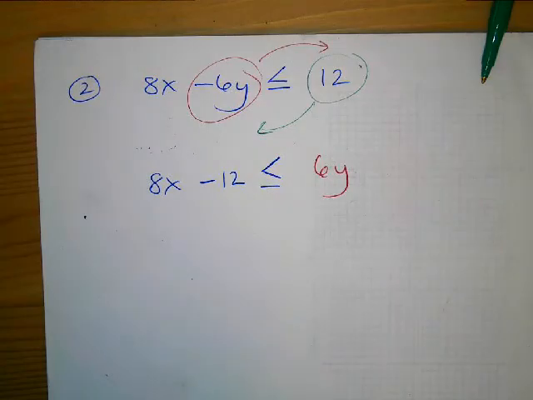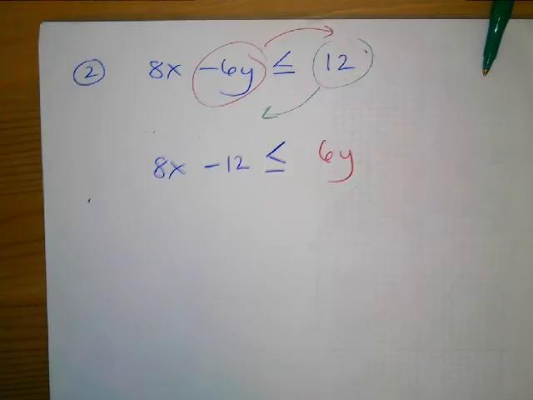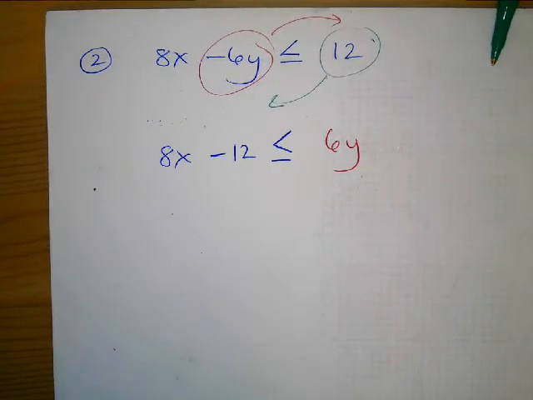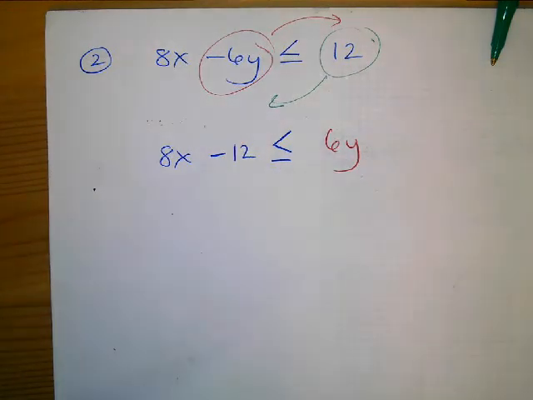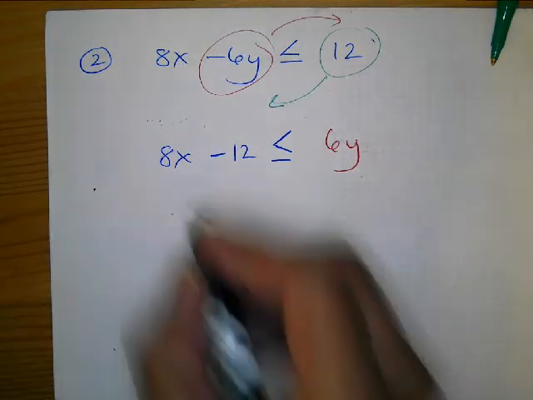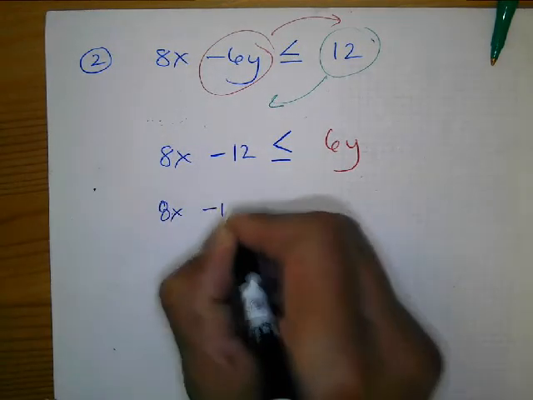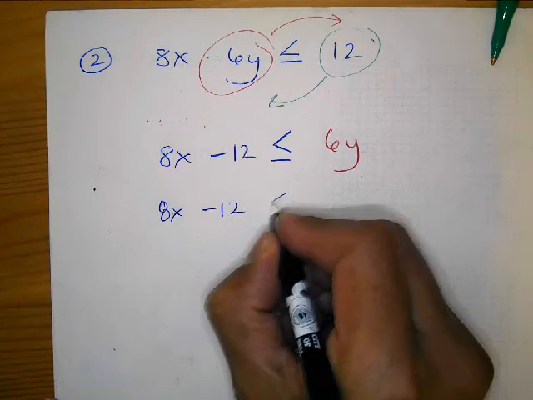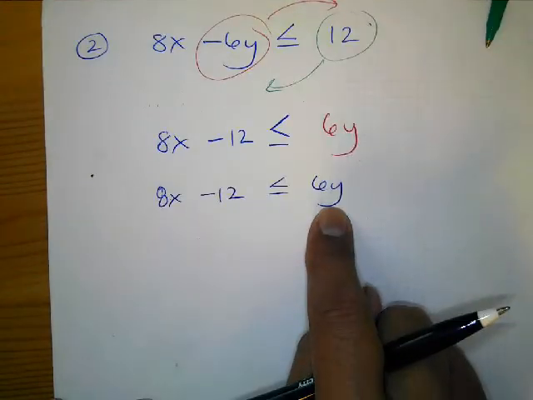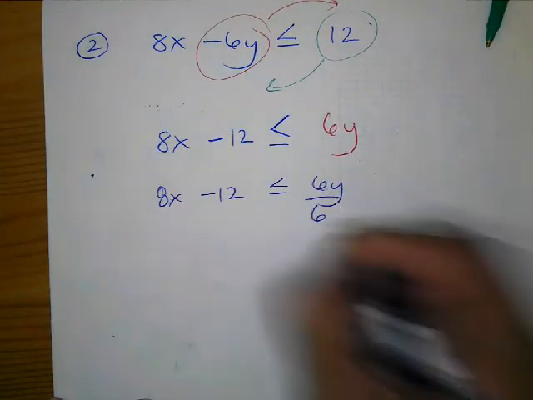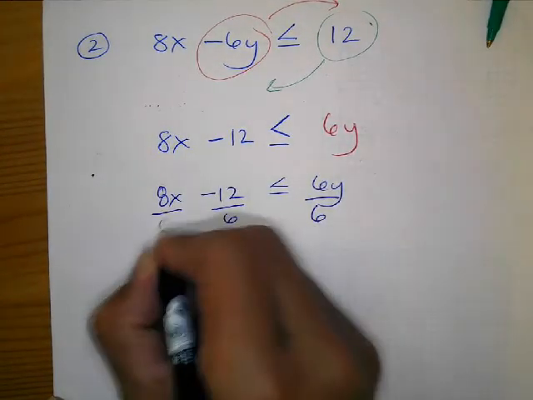And this negative 6y, when you move it over to that side, it's going to be positive 6y. Okay, that's fine. Leave it like that. Again, we're not going to have to do that stuff where we switch the inequality. We're avoiding all that by doing it this way. Okay, now let me write it again. So that's going to be 8x minus 12 is less than or equal to 6y.